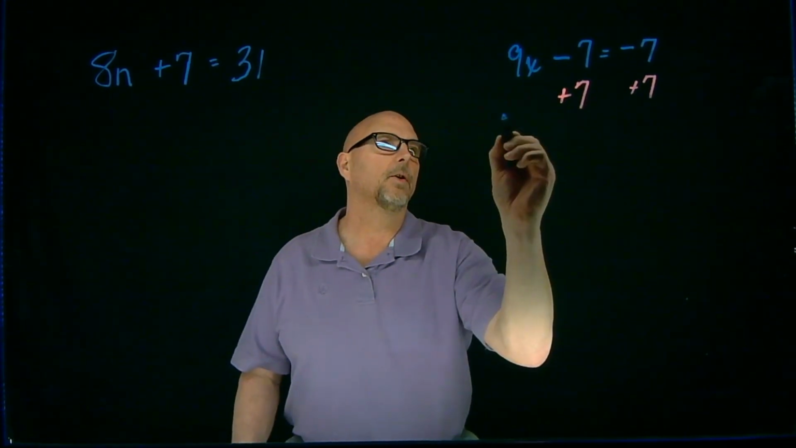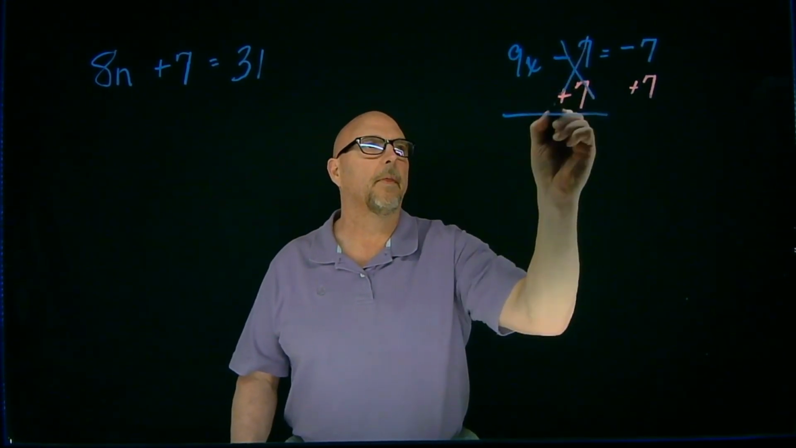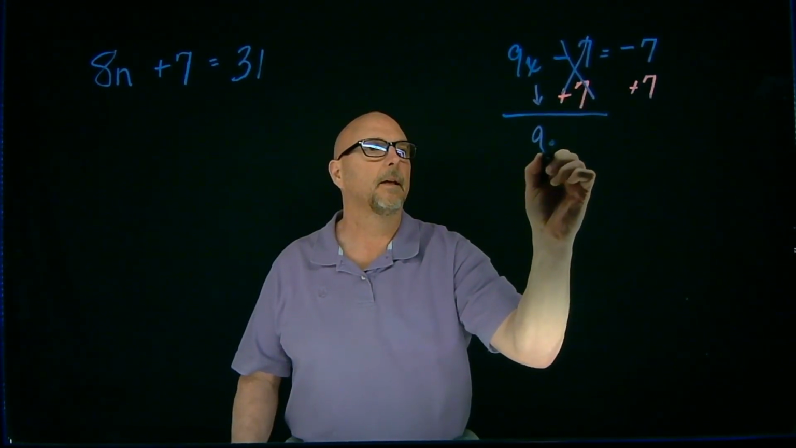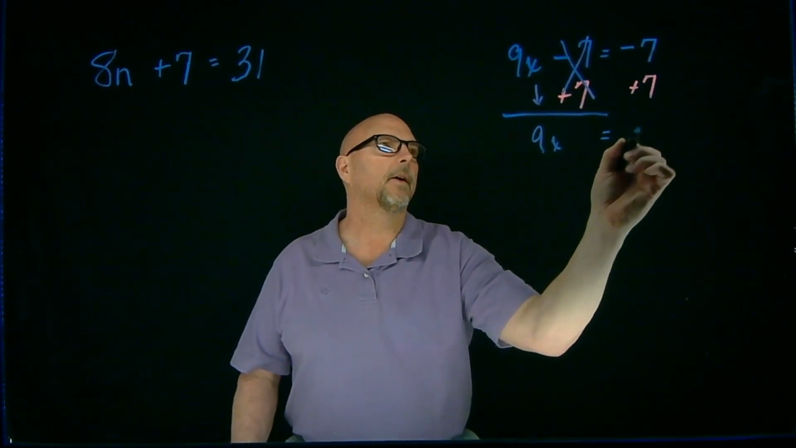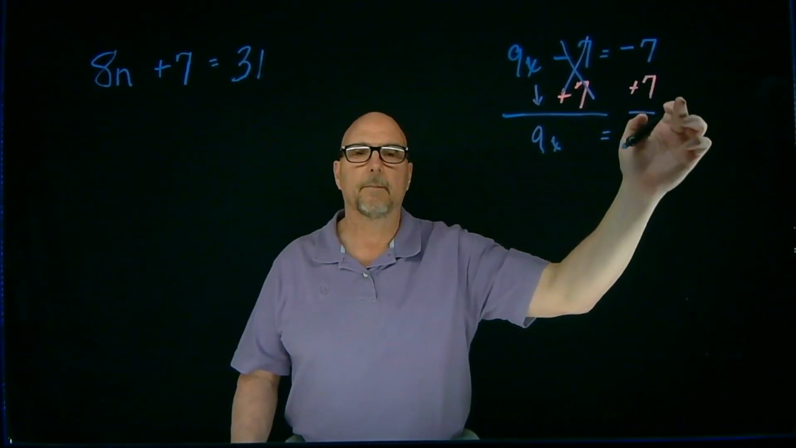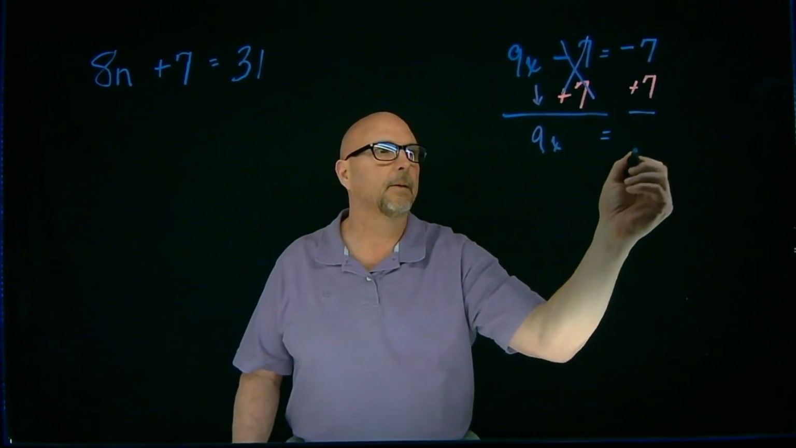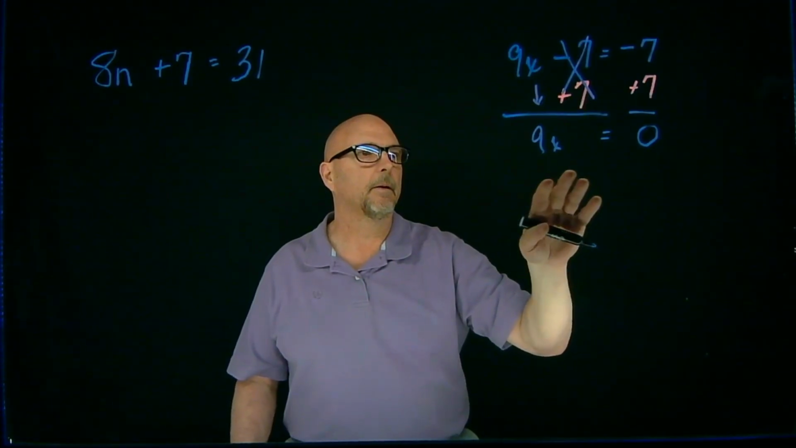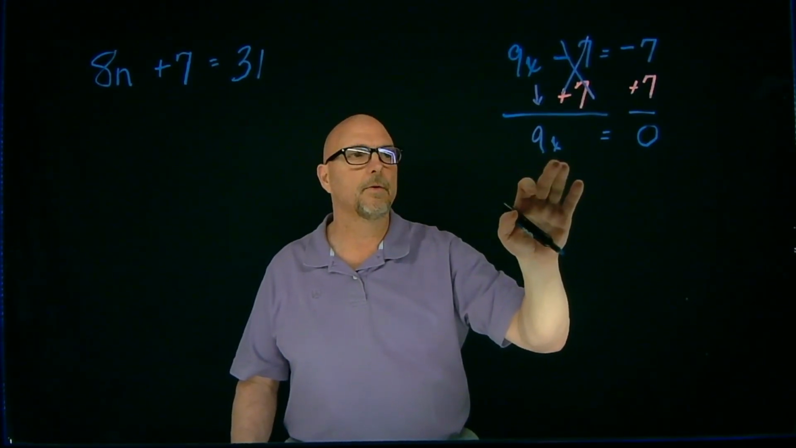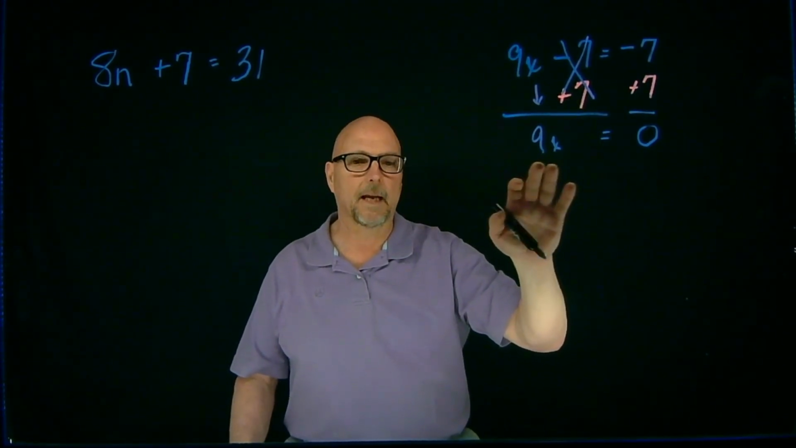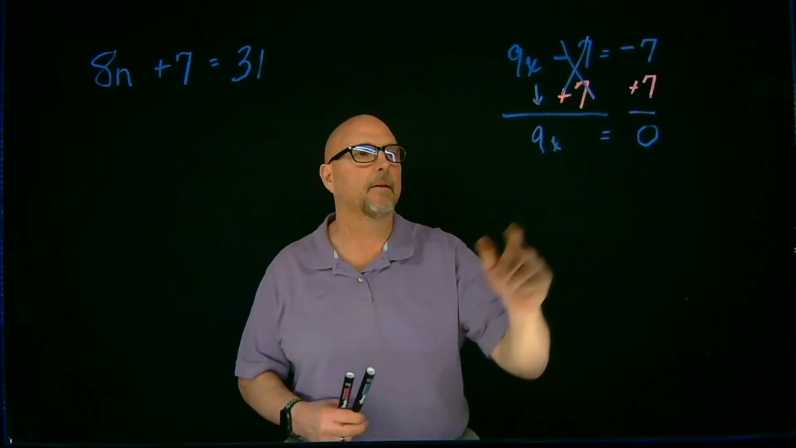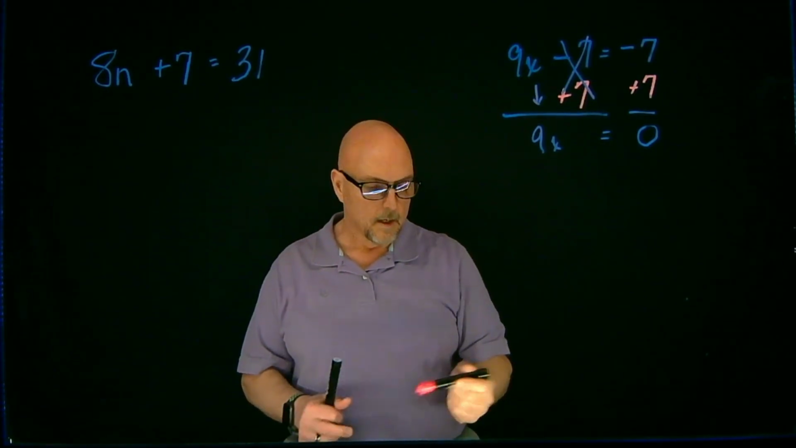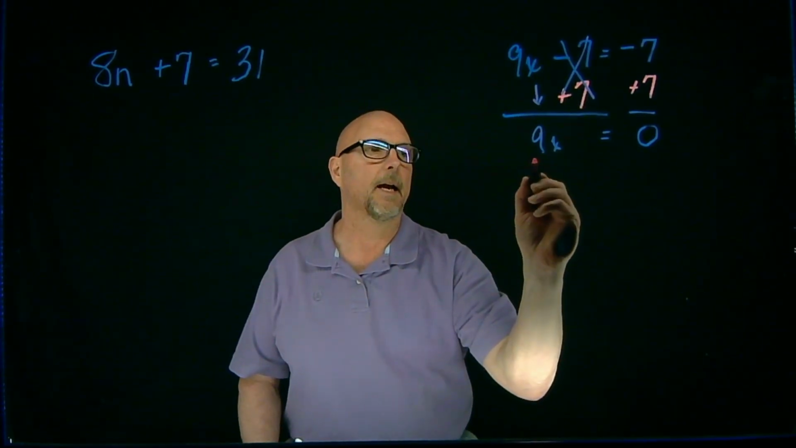What that's going to do is get rid of the 7 on this side of the equation, leaving just our 9x. And over here, negative 7 and positive 7 add up to 0. This would be quite a dilemma for some students, but remember, if I want to undo this multiplication by 9, I want to isolate the variable. I don't want to know what 9x equals. I want to know what x equals. So what I would do is divide by 9.